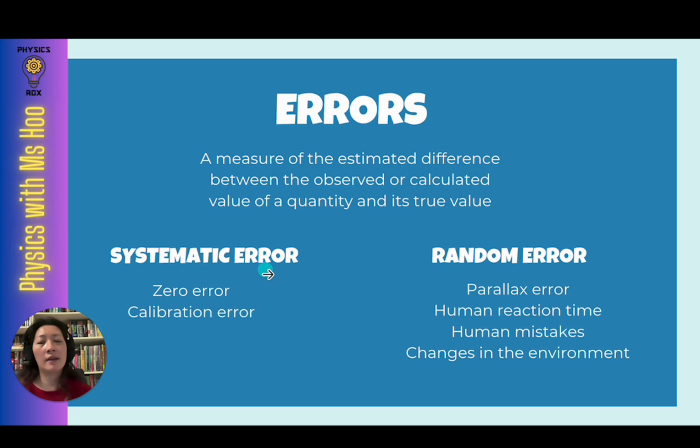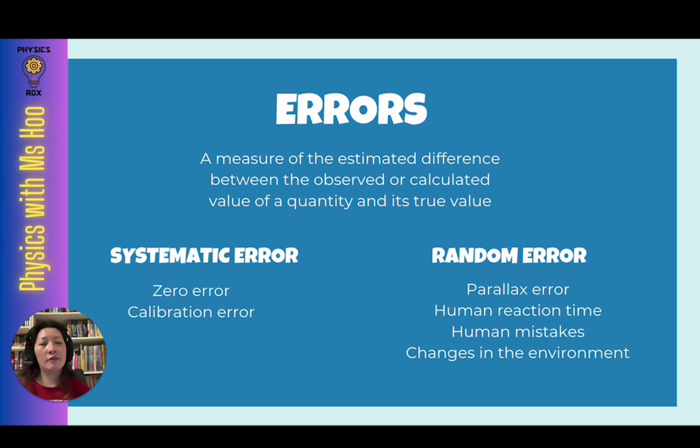So these errors could include zero error and calibration error. I'll explain this shortly in the upcoming slides. Random errors are errors which don't always happen. That means sometimes it could happen, sometimes it doesn't happen. So every measurement you take, you might or might not get that error.